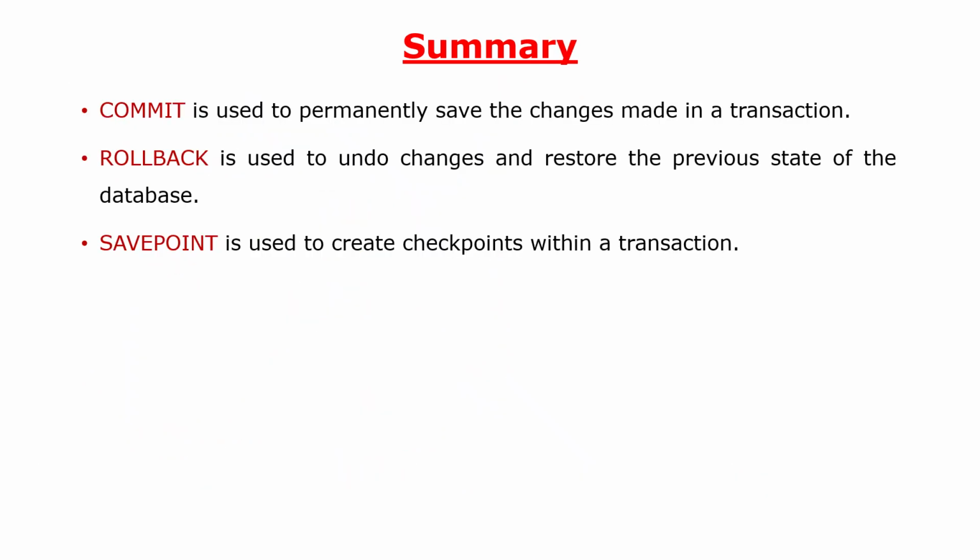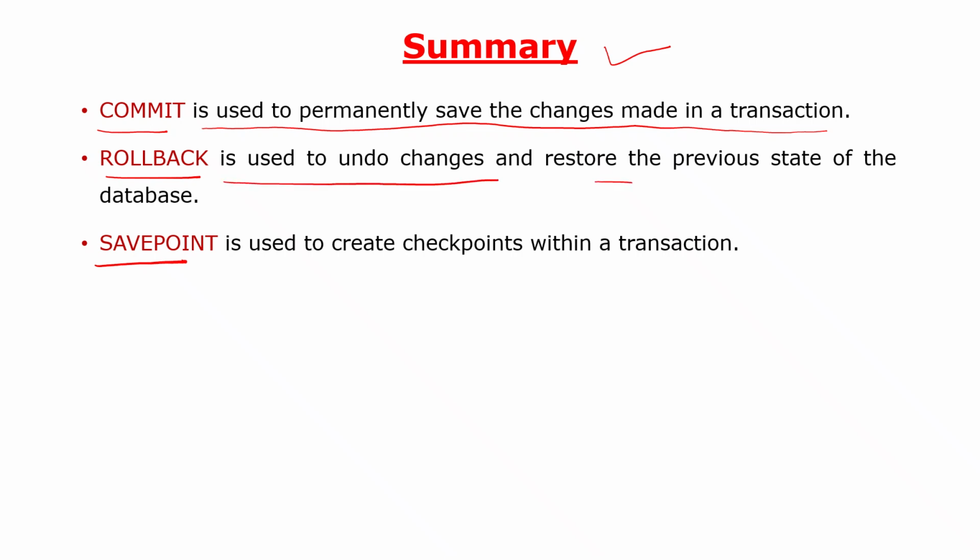Now let's summarize the TCL commands. The TCL commands are commit, rollback, and savepoint. Commit is used to permanently save the changes made in a transaction, whereas rollback is used to undo changes and restore the previous state of the database, whereas savepoint is used to create checkpoints within a transaction. These commands are very important for maintaining data integrity and controlling database transactions.